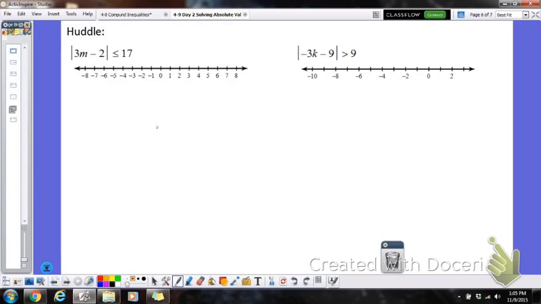So with that, go ahead and work on these two huddle problems. To get you started, notice the first one is a less than or equal to. So I will have an and statement as my answer. And the second one is a greater than sign, so I'll have an or statement as my answer. So go ahead and solve each of these absolute value inequalities. Pause the video whenever you're ready. Unpause it to get the solutions.